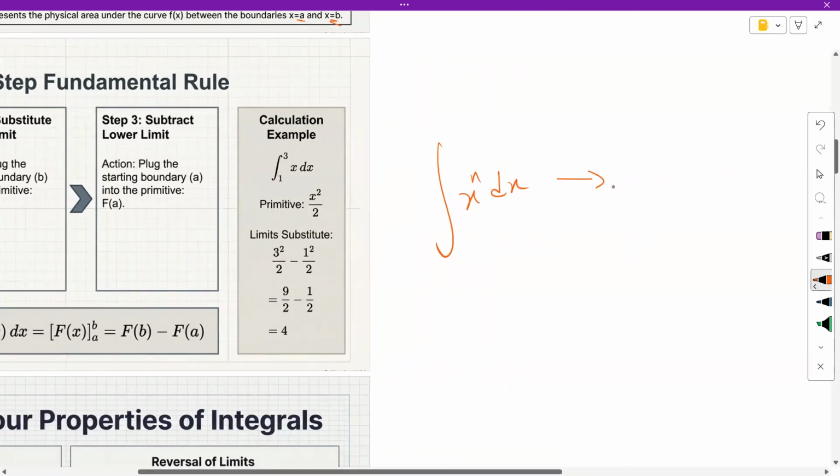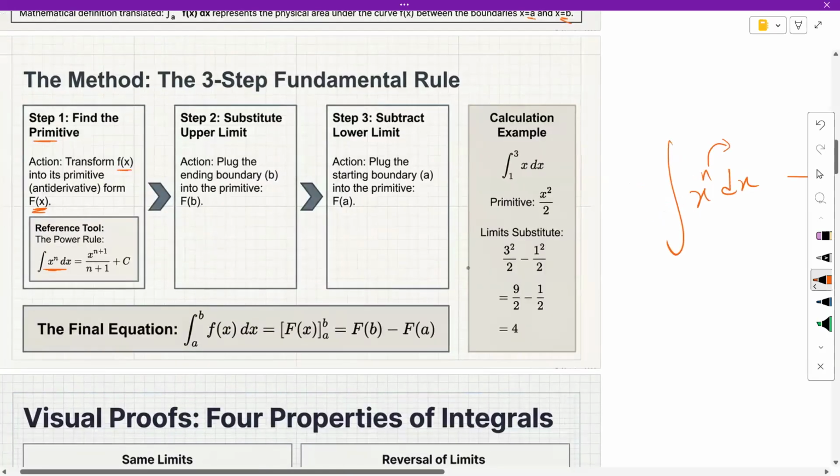So the primitive form, you can remember, right? We can write it: x, and we have to increase the power by 1, n plus 1, and this value will also come in the denominator, n plus 1, right? So this is plus c. This is rule number 1. It's called the power rule.